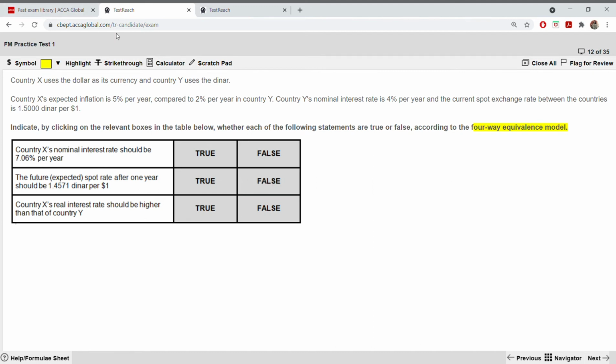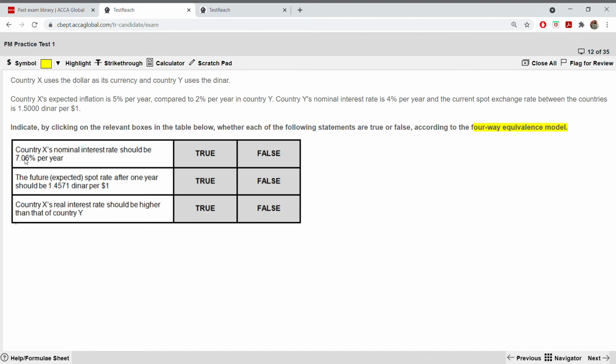So country X's nominal interest should be 7.06 per year. They have already given the inflation and the interest, and they are saying this one. Before you click anything true or false, don't memorize answers. I will tell you another area where students go wrong. They try to memorize answers, especially Section A and B answers. Don't ever do that, because sometimes the scenario might change from what you have memorized. Maybe that answer is applicable for that one, but your answer might change.